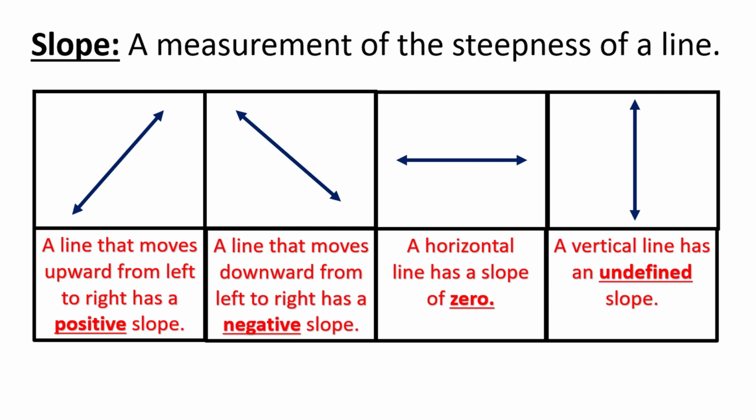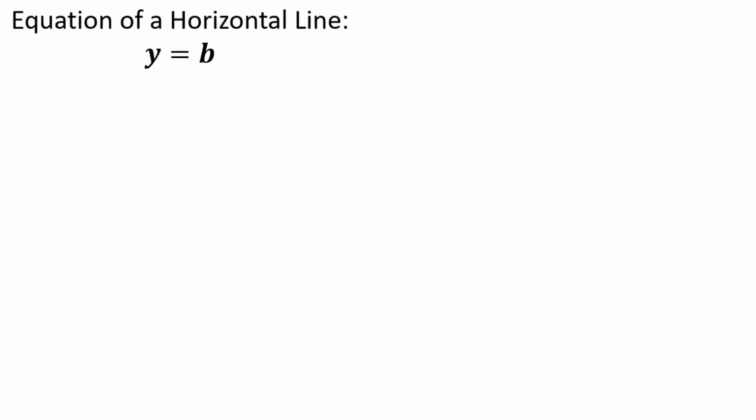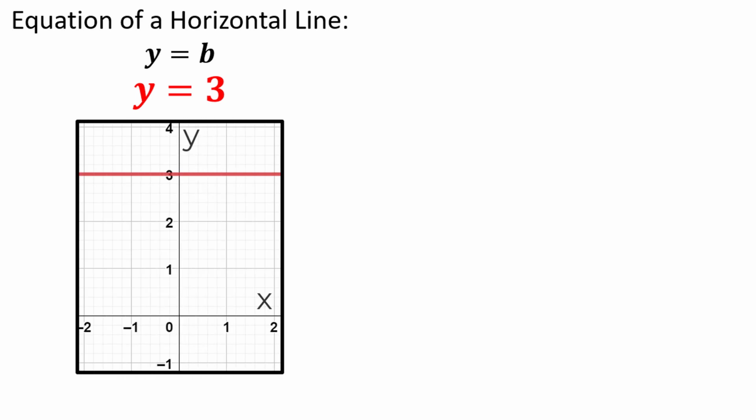In this video, we will focus on the last two cases, the horizontal and vertical lines. The equation of a horizontal line is always y equals b, where b is a constant. b also happens to be the y-intercept, just as it was in the slope-intercept form of a line. For example, the equation y equals 3 creates a horizontal line at y equals 3.